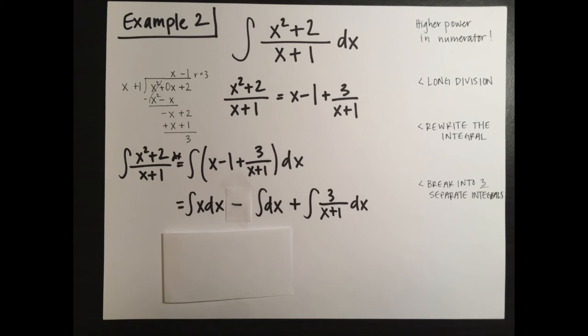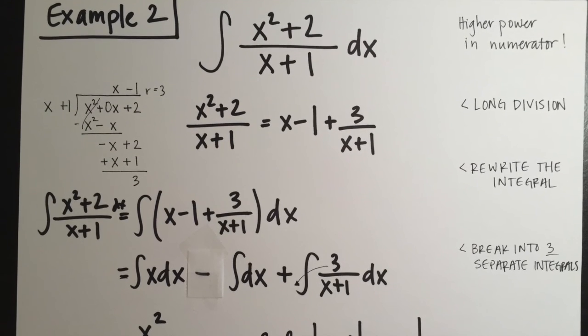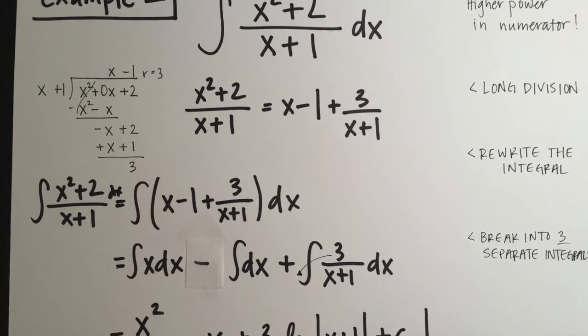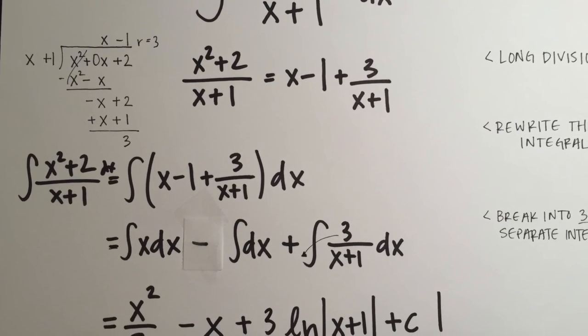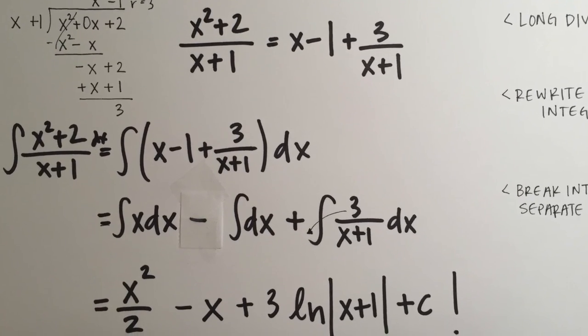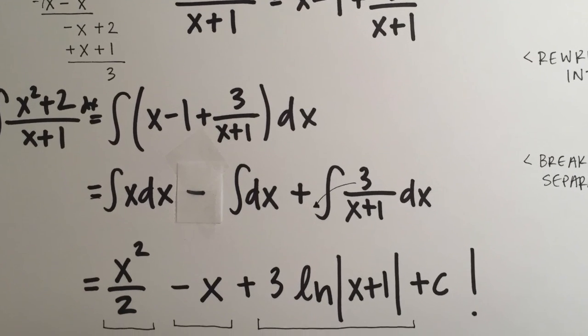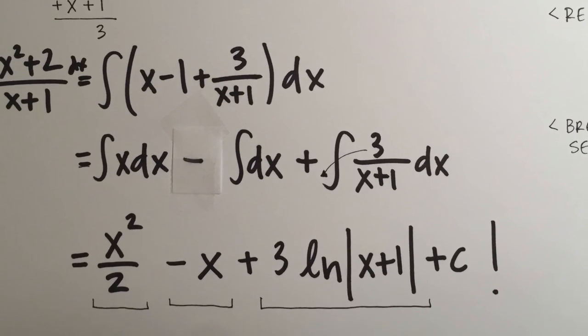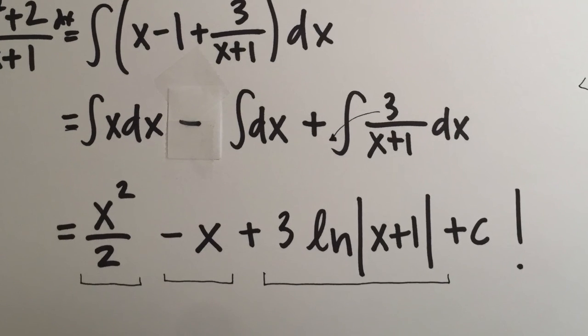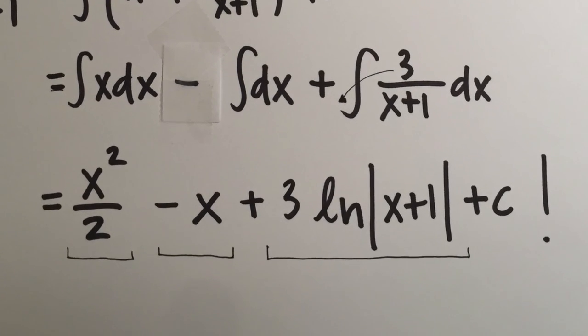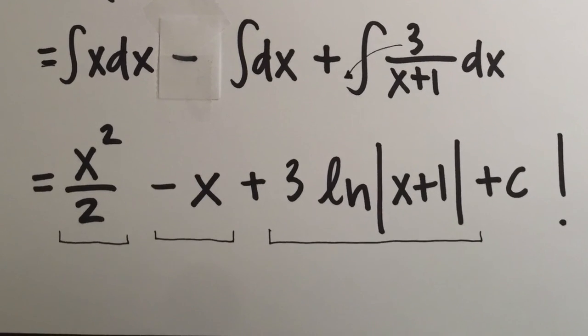And as you can see, the problem has boiled down to some very, very basic integrals. The integral of x dx becomes x squared over 2, the integral of dx becomes a simple x, and when we pull the constant 3 out of the last integral, we're left with 3 times the natural log of the absolute value of x plus 1. And don't forget, this is indefinite, so we'll add a mystery constant at the end.